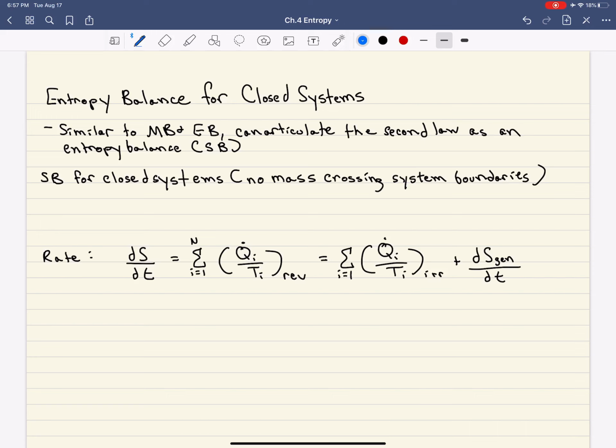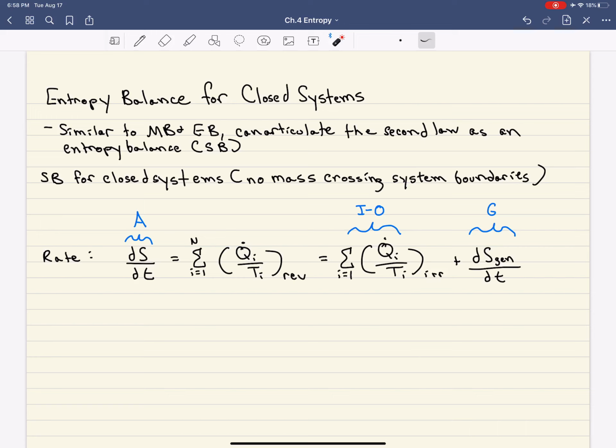Okay? And so looking at this entropy balance, this dS/dt you could think of as the accumulation of entropy. And if we jump to the right-hand side, these irreversible heats divided by temperature are your input minus output to the system. And then this dS_gen/dt is essentially your generation term. Okay? And so that's all this entropy balance is saying. Accumulation is still equal to input minus output, and in this case, plus generation.